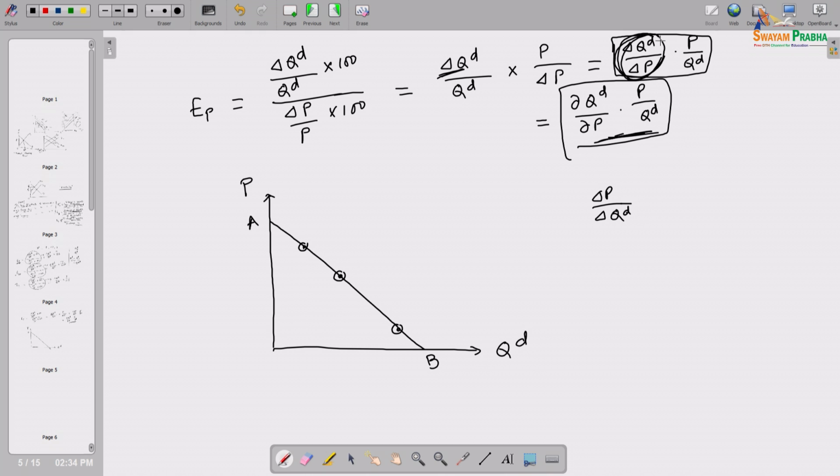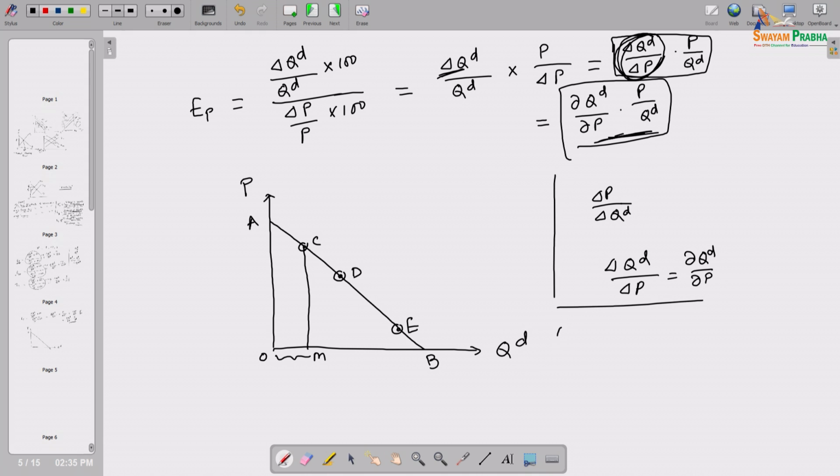So, this is constant, which means at say points C, D and E, three points we are taking on that demand curve, delta QD by delta P, or del QD by del P, whatever, is the same at each of those points C, D and E. But look here, at point C this is the P and this is the Q. Suppose this is O, and say M. So, at point C, P is the distance CM, the vertical distance, and QD is basically OM, the horizontal distance.